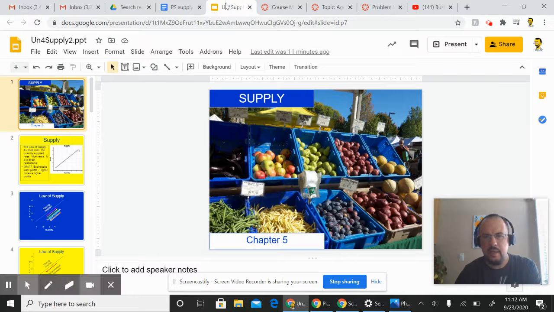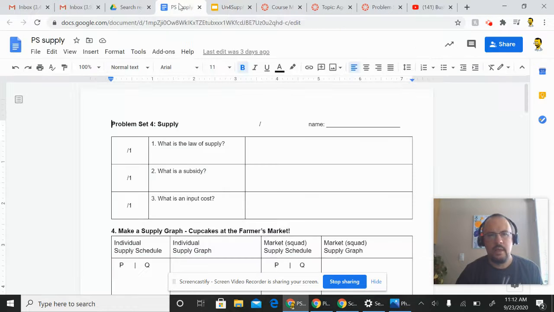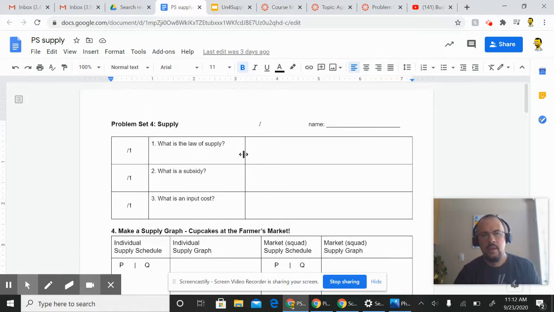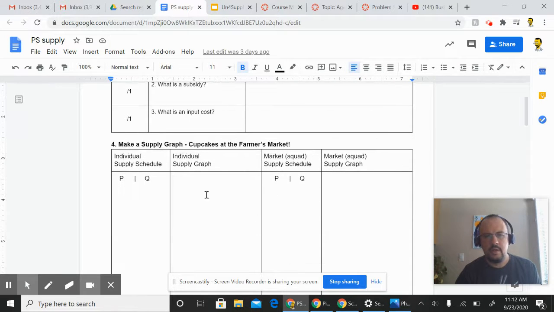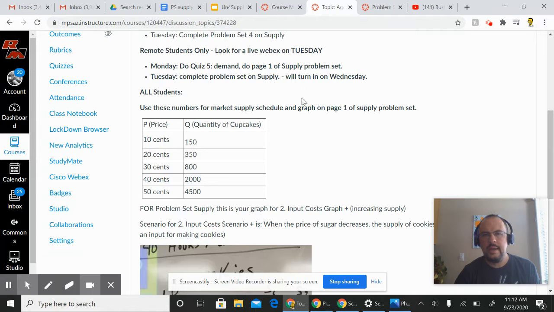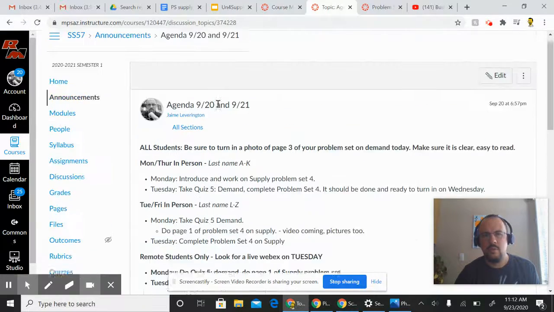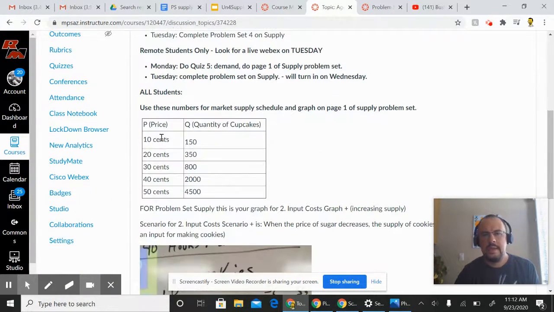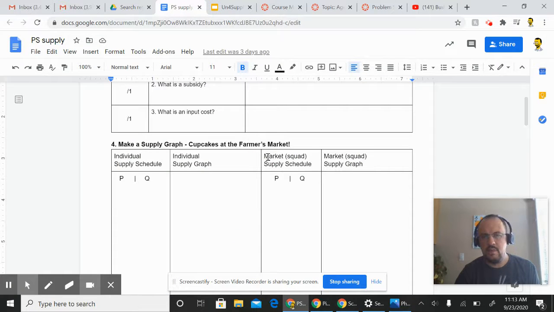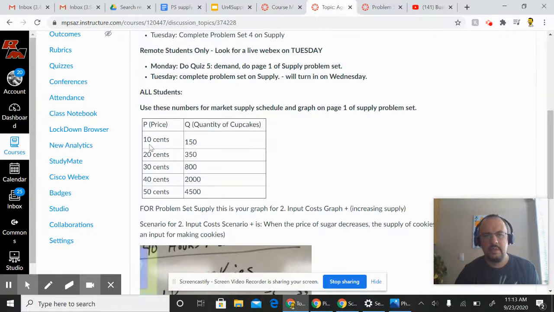So I have the supply notes open here, which you want to have open, and then you also have your problem set. Yesterday and Monday we did the first three here. We did the individual supply schedule and individual supply graph. If you go to your announcements or agenda, in the agenda for the 20th and 21st, here is the market schedule that you would use for your problem set. You can just pause it and copy it into this spot right here. Again, these are the ones you're going to use, and then just make a graph for that, okay?